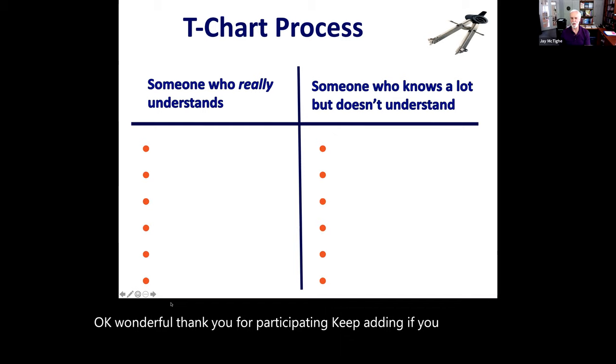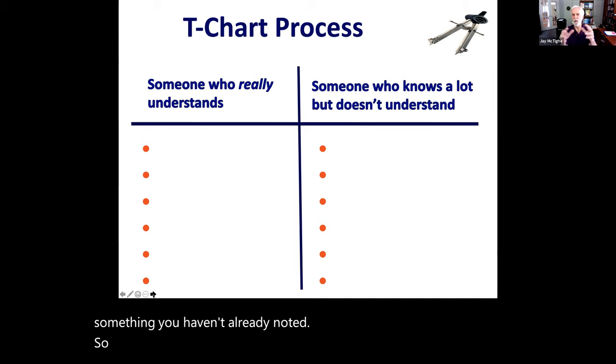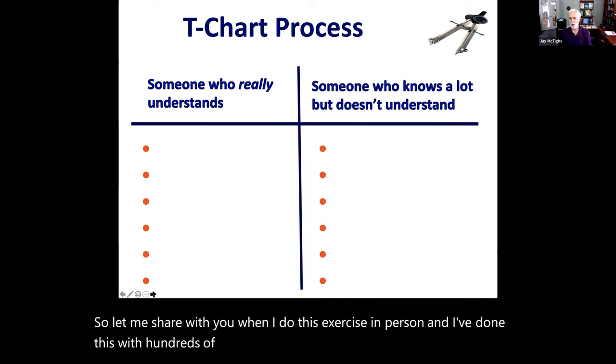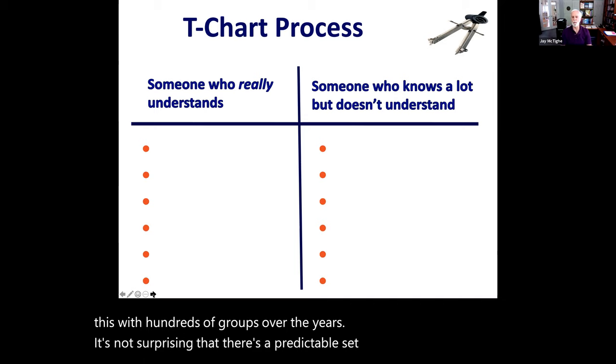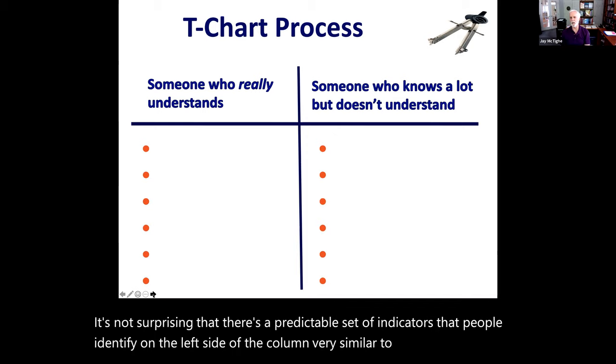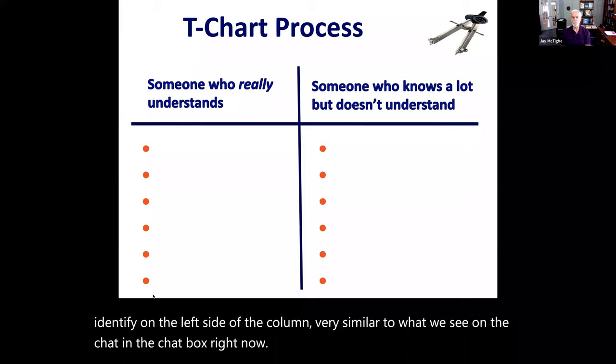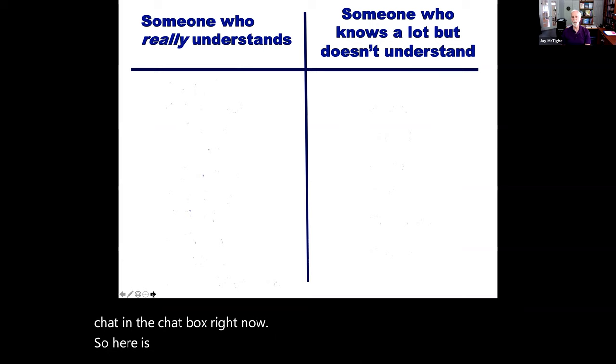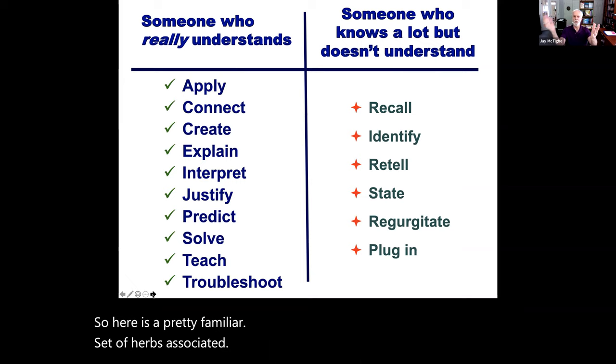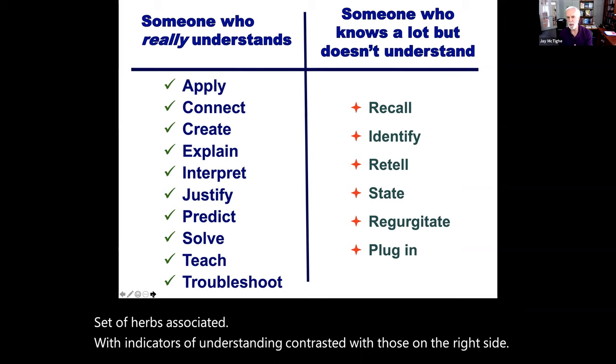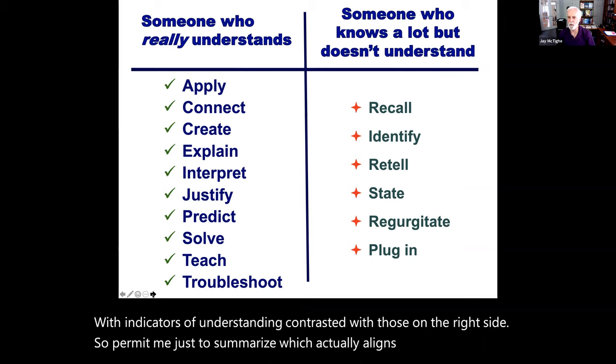Let me share with you, when I do this exercise in person, and I've done this with hundreds of groups over the years, it's not surprising that there's a predictable set of indicators that people identify on the left side of the column, very similar to what we see in the chat box right now. So here is a pretty familiar set of verbs associated with indicators of understanding, contrasted with those on the right side.